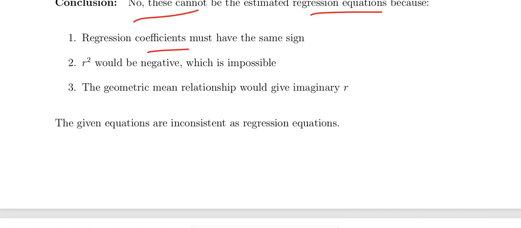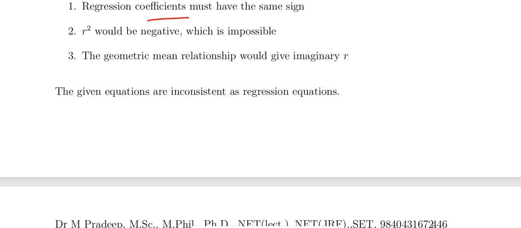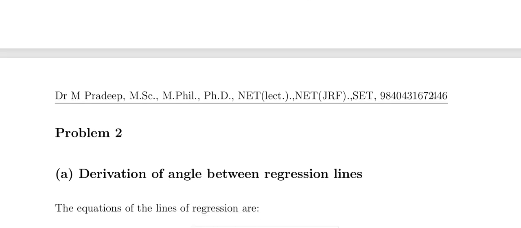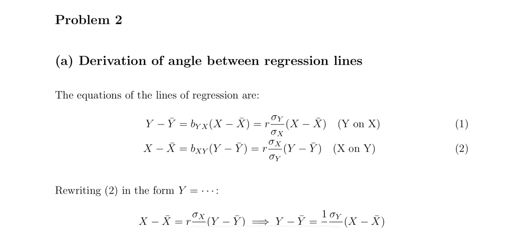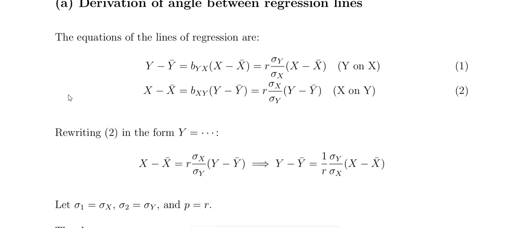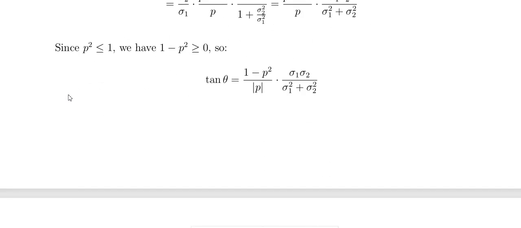R square would be negative, that is impossible. The geometric mean relationship would give an imaginary r. That is the idea. And the derivation of the angle between the regression lines. Already we know the formula, memorize it a little. So tan theta is equal to this, the formula.